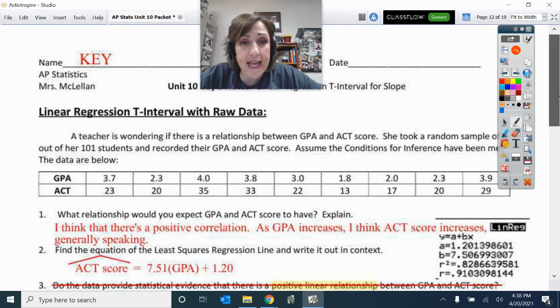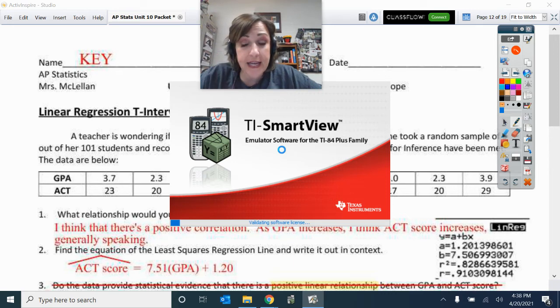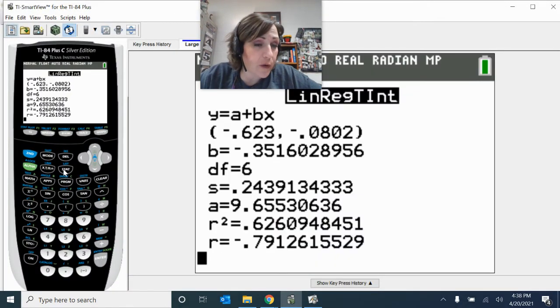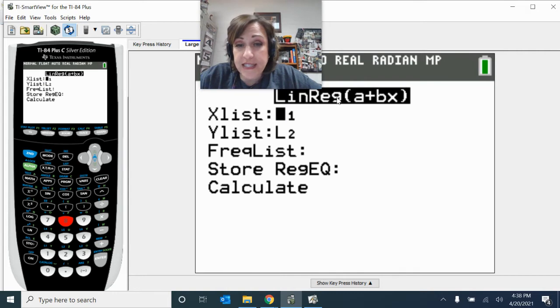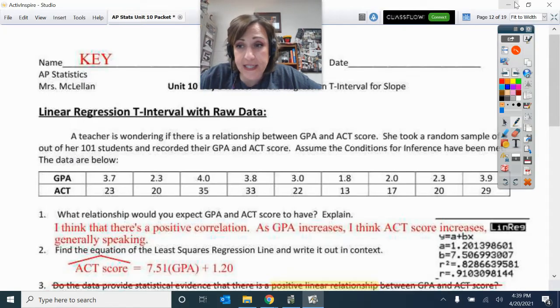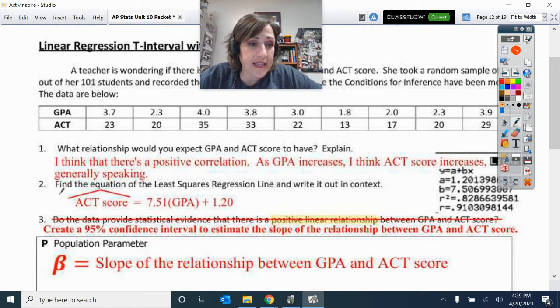Do you remember that I had told you to go to, when you do your calculator, stat calc linreg number 8. So if we go stat over to calc, this number 8 will give us a slope of a b value. Okay, we're kind of getting in the habit of actually doing that. So we're going to do the stat calc linreg number 8. And so that gave me the predicting of the ACT score is a slope of 7.51 and a y-intercept of 1.20.